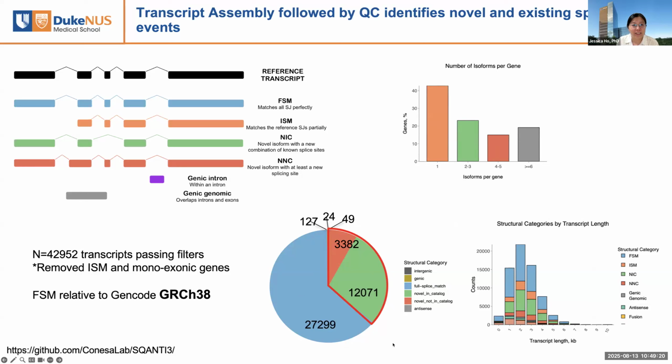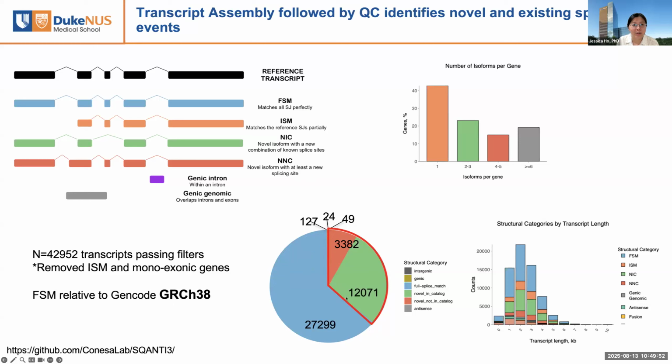What was interesting about our data was that when we compared our new transcriptome with that of the GenCode HG38 database, we found that we could only attribute 2/3 of them to previous annotations. So these 27,000 transcripts were represented as full splice matches from the current GenCode database. And another 1/3 of them represented transcripts that hadn't been annotated before.